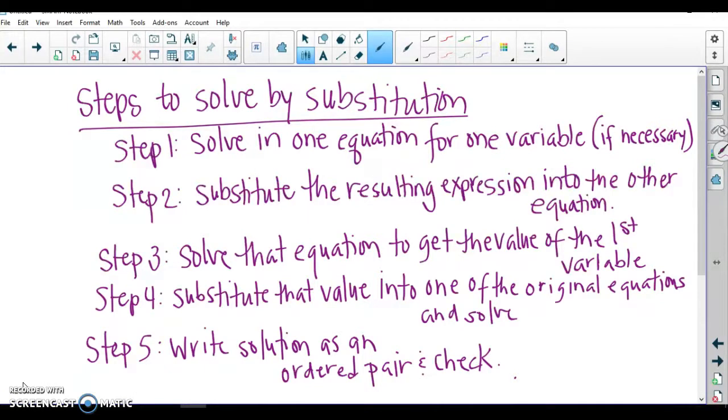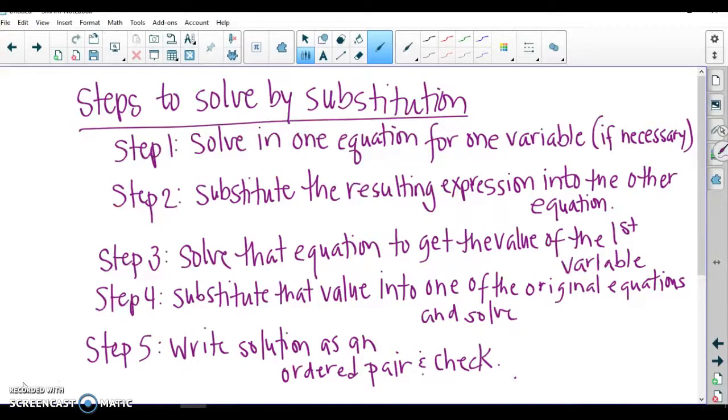Step 1, solve one of the equations for one of the variables. This step might not be necessary. I think in 3 of our examples you didn't need to do that, but in the 4th one you did. Step 2, substitute the resulting expression into the other equation. Step 3, solve that equation to get the value of the first variable. Step 4, substitute that value back into either one of the original equations and solve for the other variable.